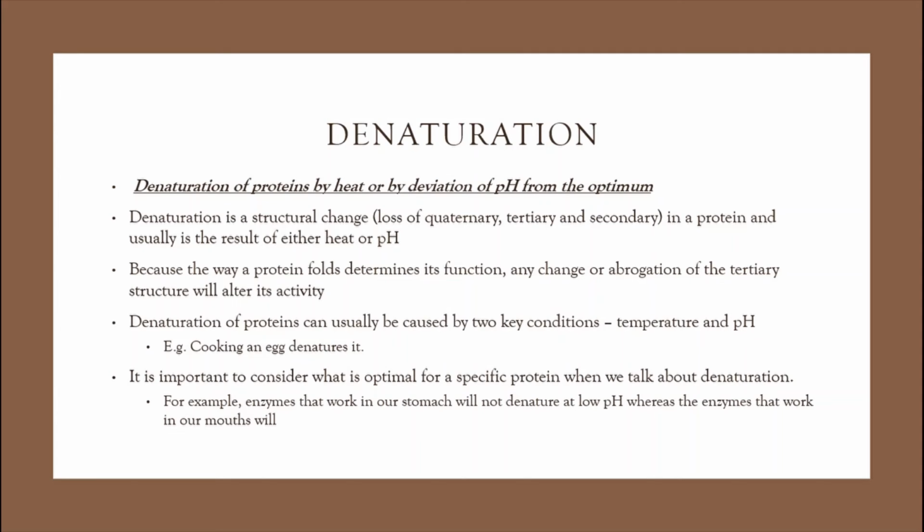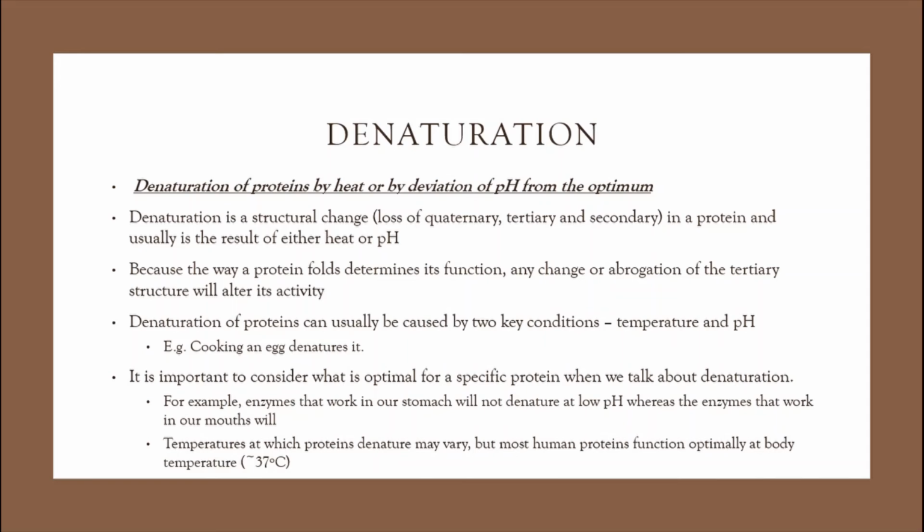But the enzymes that work in our mouth would denature at a pH of 2 or 3, because the enzymes that work in our mouth work at around a neutral pH, because we know that our mouth is closer to being a neutral pH than our stomach is. And so for that reason, we need to consider what is optimal for a specific protein when we are talking about denaturation. So we need to consider the optimum.